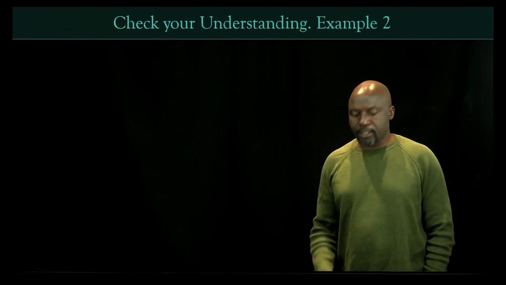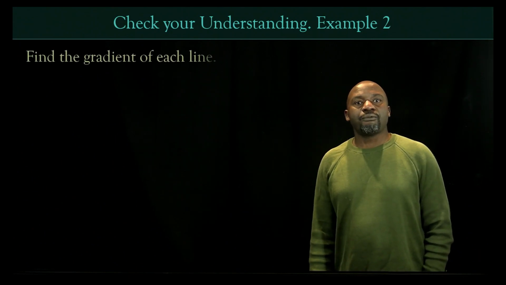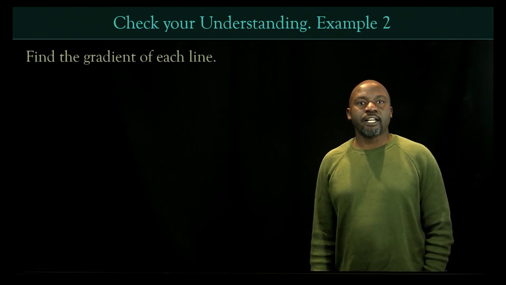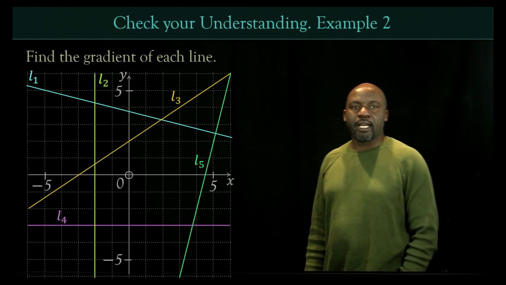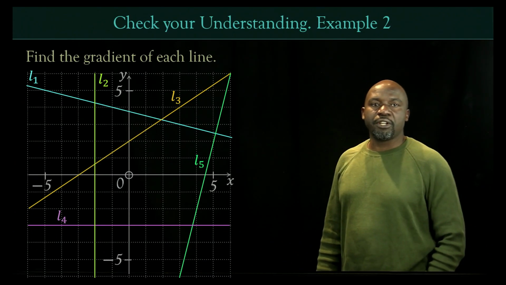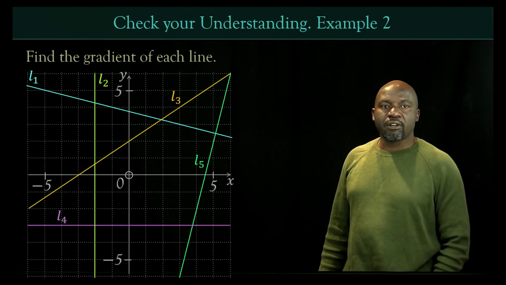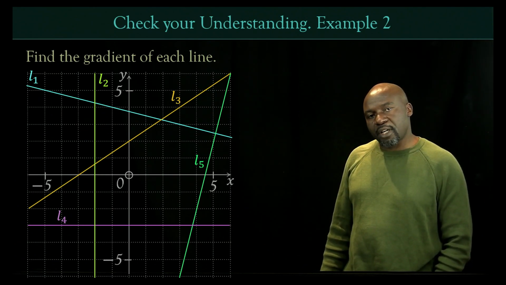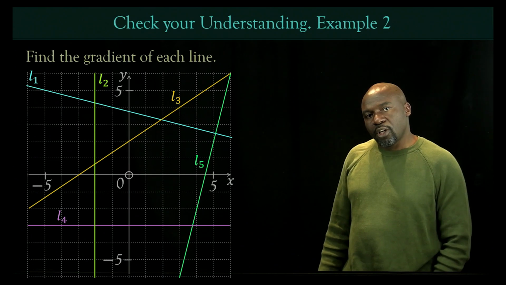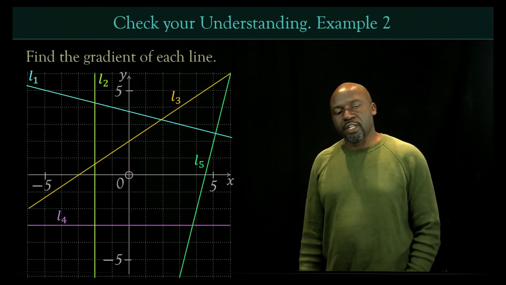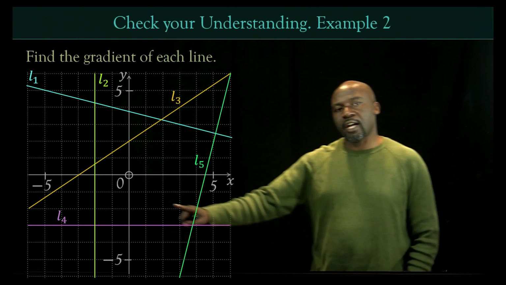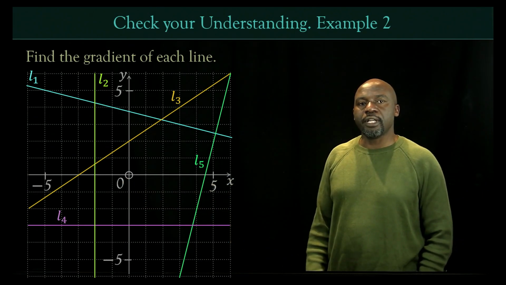Checking your understanding. Second example. Find the gradient of each line. Okay, so now we have a number of lines there, and I want you to pause the video and try to find the gradient of each of them. Again, remember, it's a square grid. Each square represents 1 unit square. Okay, so each side of the square is a single unit.